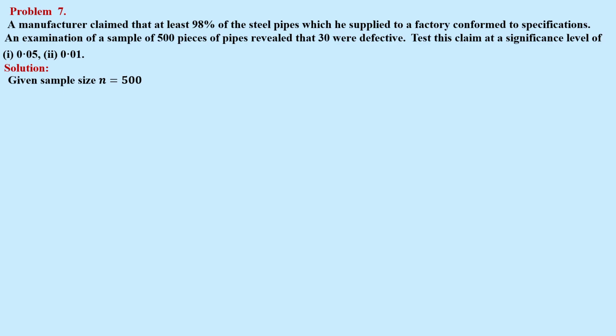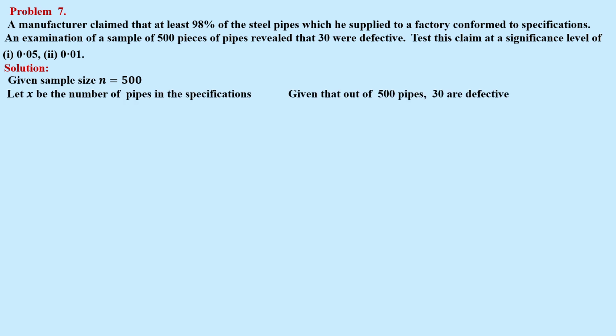Given sample, an examination of a sample of 500 pipes. So given n is equal to the sample size, that is 500. Let x be the number of pipes in the specification. Given that out of 500 pipes 30 are defective. So they have given defective pipes, but x is the good pipes, that is the pipes are within specification.